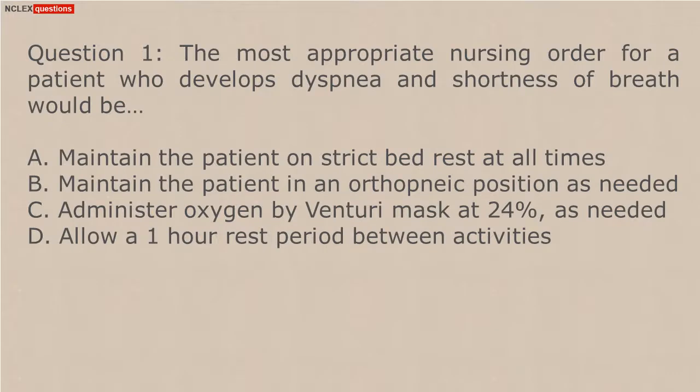Question 1. The most appropriate nursing order for a patient who develops dyspnea and shortness of breath would be A. Maintain the patient on strict bed rest at all times. B. Maintain the patient in an orthopneic position as needed. C. Administer oxygen by Venturi mask at 24% as needed. D. Allow a 1 hour rest period between activities.